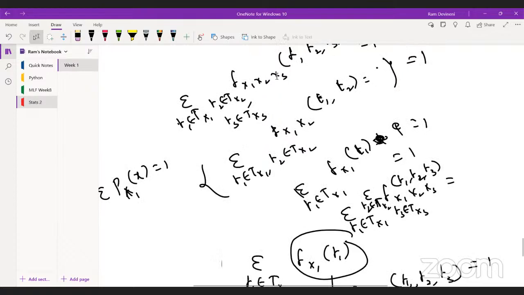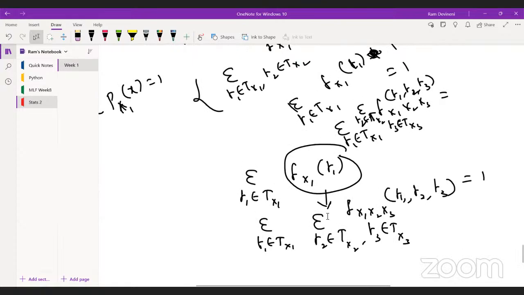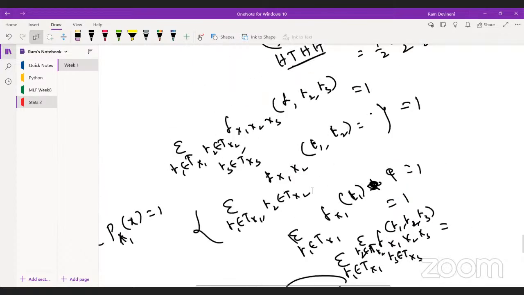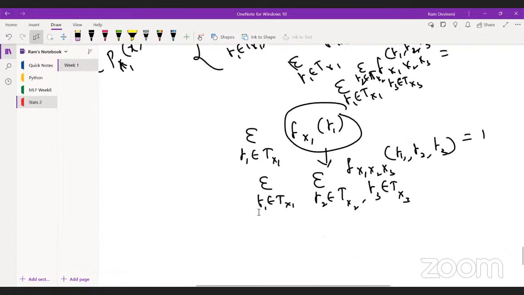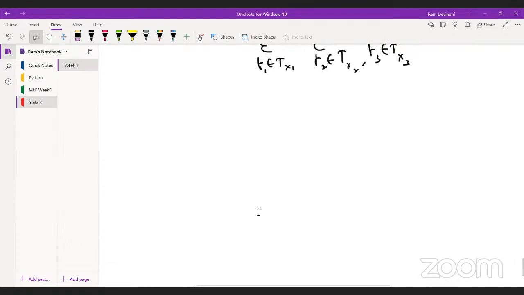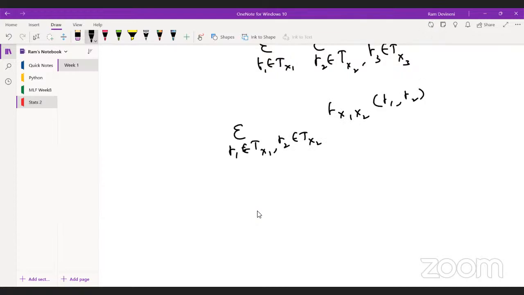So f_x1 of t1 is nothing but summation over t2 and t3, right? What is f_x1, x2? f_x1, x2 is nothing but summation over t3, no? Yes, sir, summation over t3. So the sum over t1, t2 belonging to T_x1, T_x2 of f_x1, x2 of t1, t2. This is what we need to find.